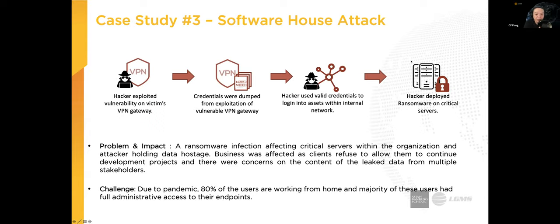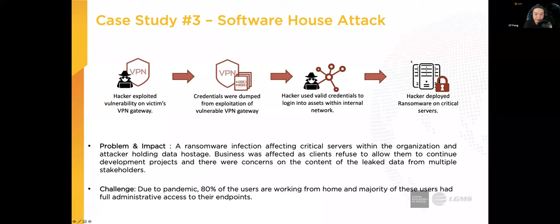Now, this is a good example. Once the hackers were able to compromise the VPN and get a username and password, they would log on to the Active Directory and start taking over the Active Directory. From taking over the Active Directory, the hackers then used it to spread the ransomware company-wide. So Active Directory, again, was used as a tool for the hackers to deploy the ransomware.